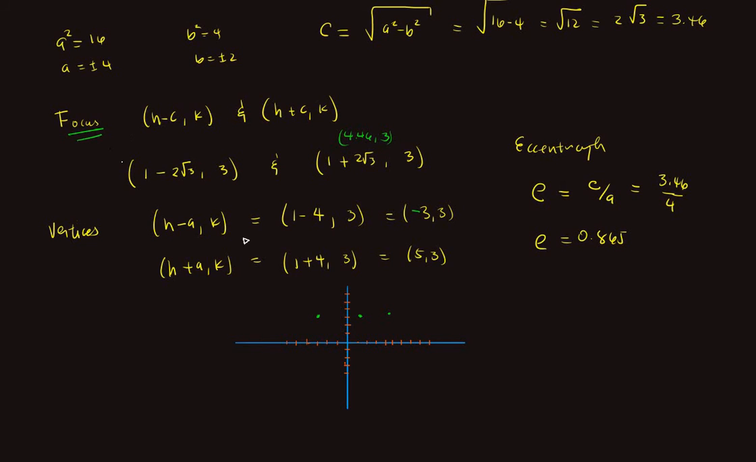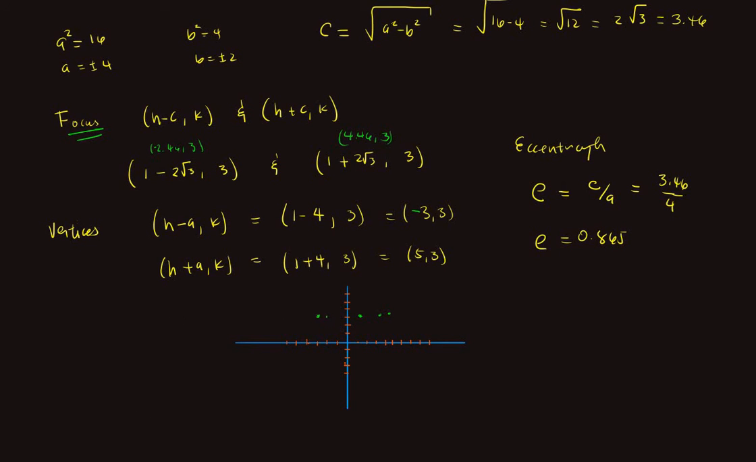That's the focus. So here we go. 4.46 and 3 is somewhere around here. This is the focus. The other one is then 1 minus 3.46, which is negative 2.46 and 3. Negative 2.46 is somewhere around here. Yeah, they look collinear.